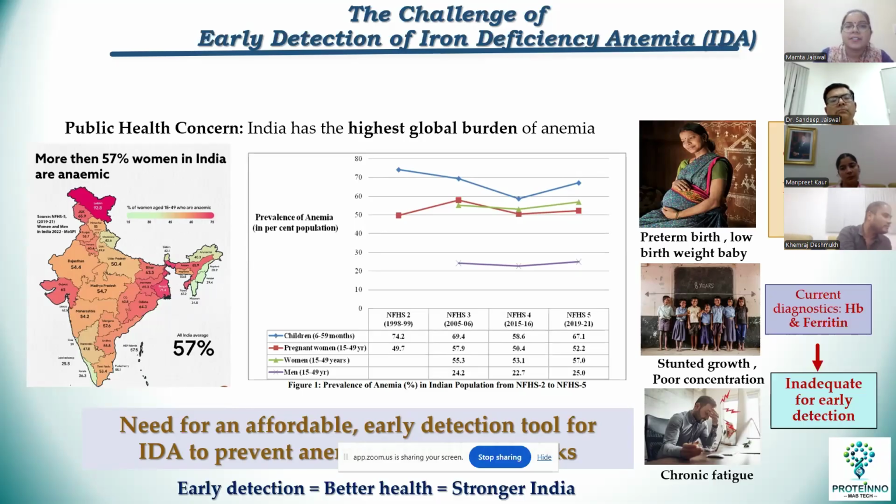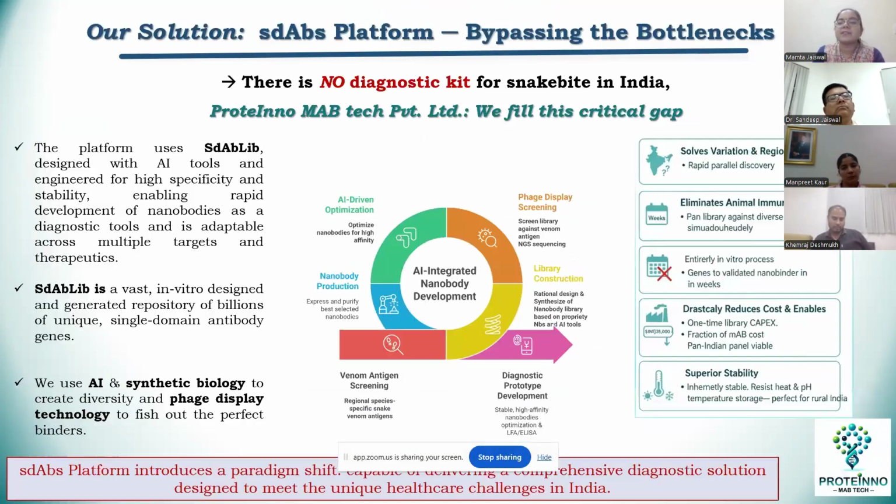How are we solving this problem? We are bridging this gap by using single domain antibodies. We are making a platform of single domain libraries using AI tools and immune libraries as well. We are developing nanobodies against various snake venoms, and we are designing single domain antibodies for diagnostic as well as therapeutic purposes.